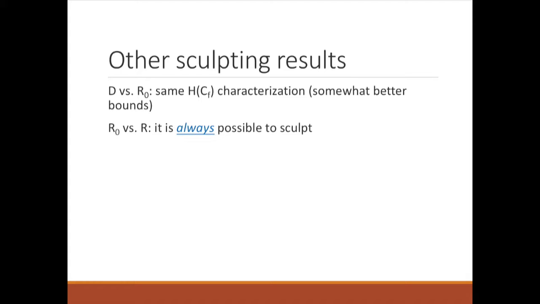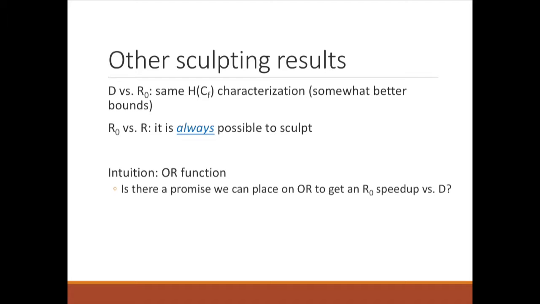OK. What about R0 versus R? So zero error versus bounded error. Here, it turns out it's always possible to sculpt. And the rough intuition here is just, again, the OR function. Think about trying to restrict it to a promise such that under this promise, you can solve it faster with zero error randomized versus deterministic. If you think about this, you'll realize this is not possible. These are always going to be the same, the zero error for the OR function.